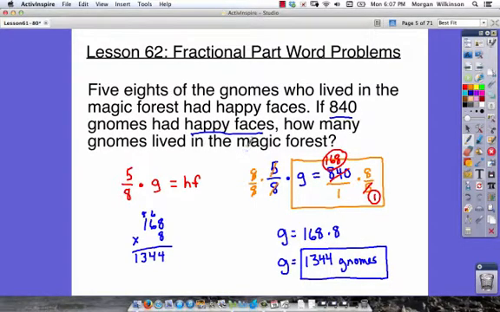In order to do this problem, we had to write our initial equation. Then we had to substitute the value that we knew into the equation for happy faces. Then we had to solve for G by multiplying by the reciprocal and simplifying before we multiply. Let's look at our next problem.